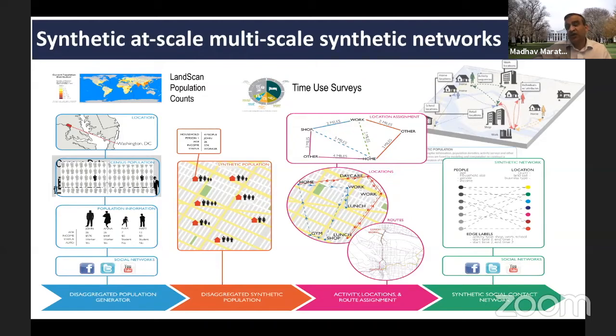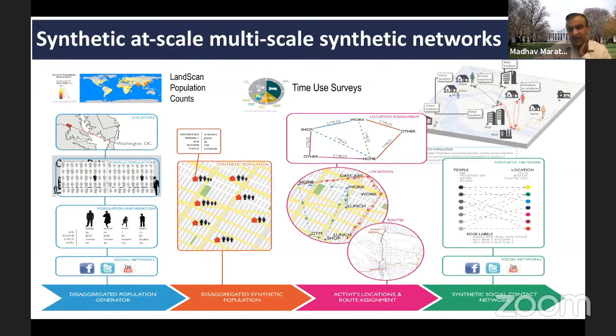This is the social contact network. It's a people-location graph from which you can do a projection on the people side to get a people-people interaction graph. That is the network we are talking about, and we will use it throughout our study. So this is a very interesting big data problem.